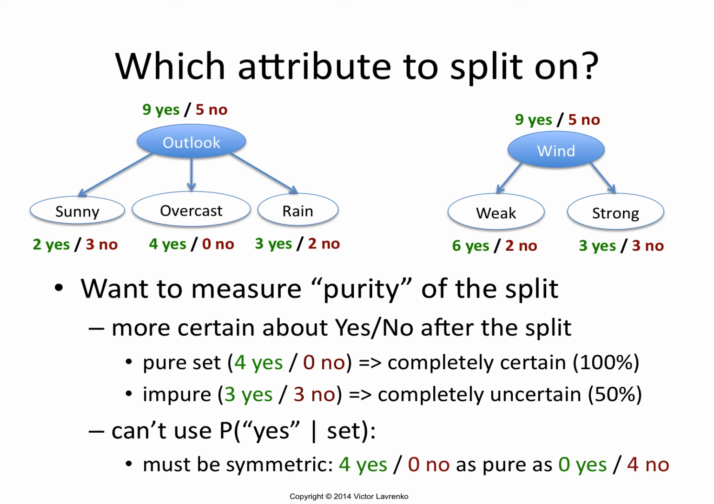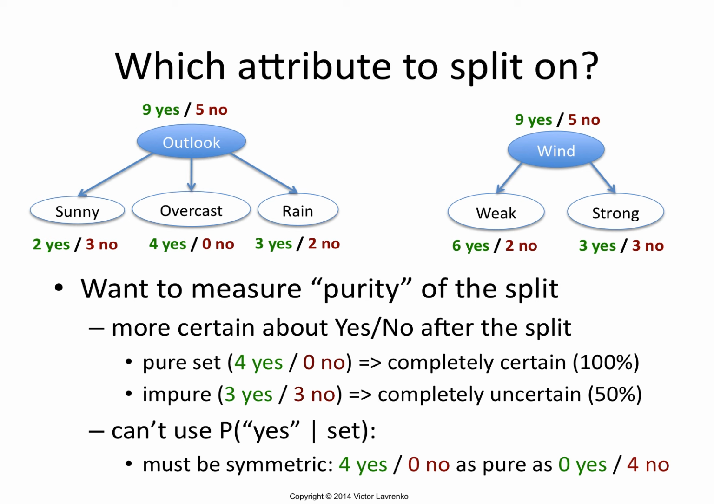Here are examples. The overcast is completely certain. You're completely certain that any instance falling in here is positive, so it's a totally pure subset. And in that one, you're completely uncertain about whether the instance is positive or negative. So you want some measure like that, and the trick here is that this measure has to be symmetric. We cannot use something as simple as the proportion of positives in a subset. The proportion of positives would work here: it's 4 out of 4, 100% positive, and it's only 50% positive here.